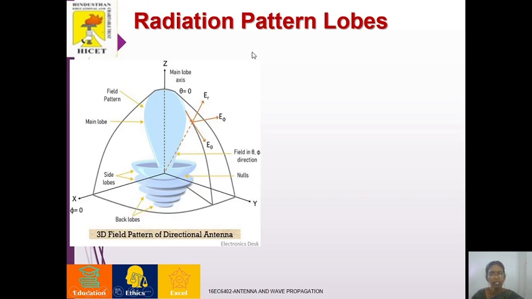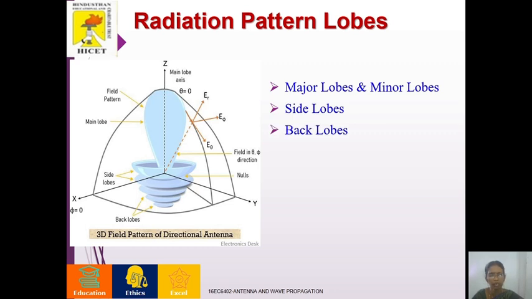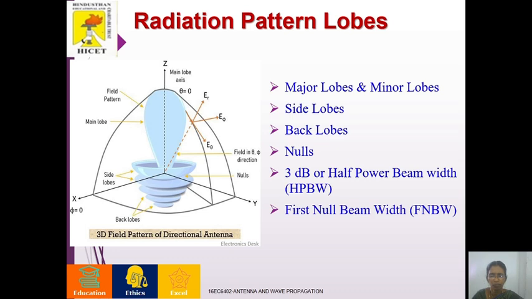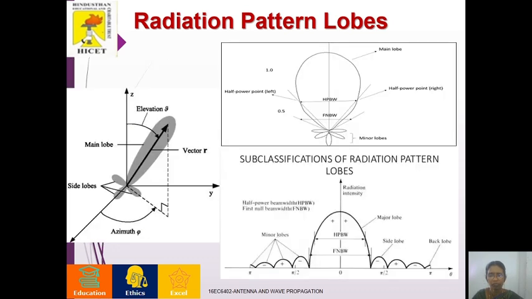Radiation pattern can be shown in the form of various lobes present in the pattern representation. The lobes are major lobes and minor lobes, where the minor lobes consist of side lobes and back lobes. Together with that, we have the nulls, followed by the measurements within the major lobe taken as half power beam width or 3 dB beam width, and the beam width between the first nulls, or first null beam width.